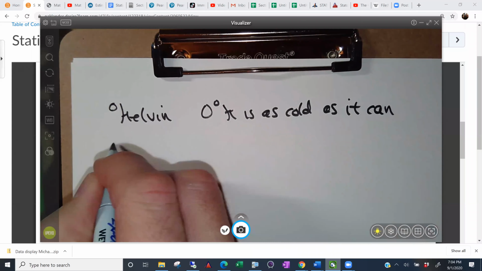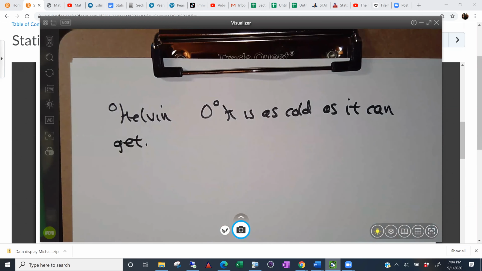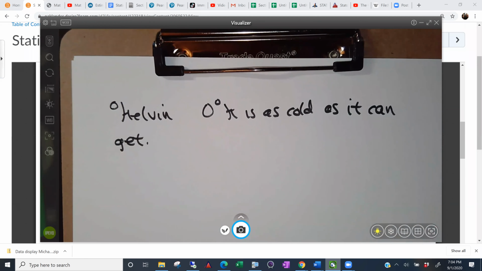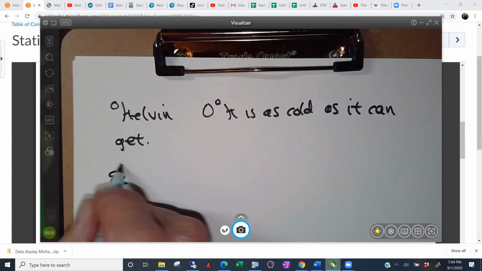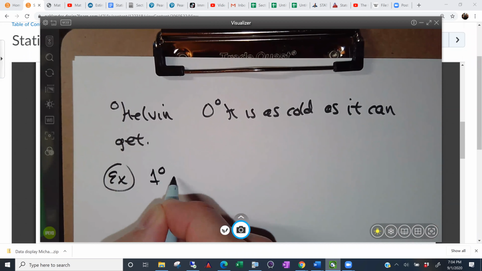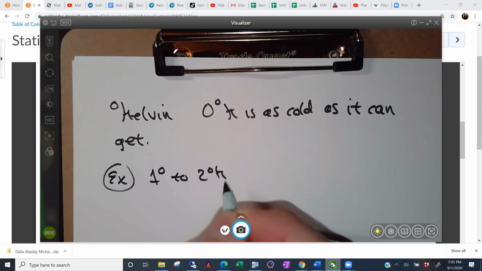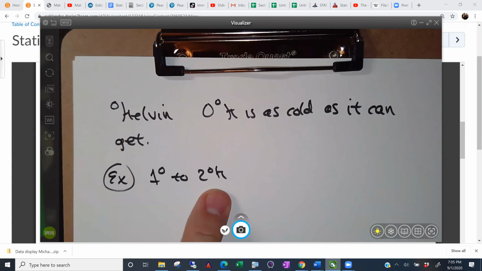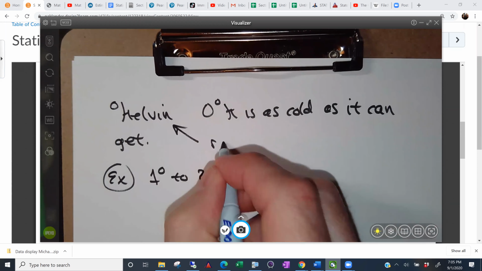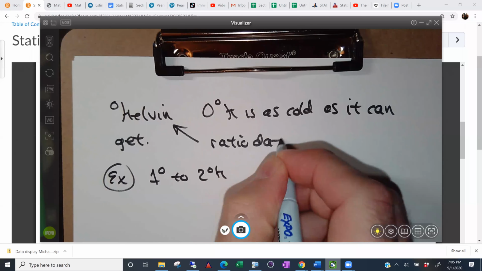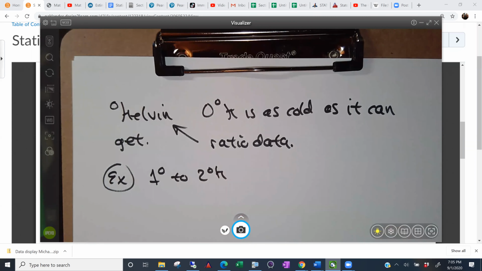And the reason I mentioned 0 degrees Kelvin is because if you increase temperature from 1 degree to 2 degrees Kelvin, this is twice as warm as this. It makes sense to say that in the degrees Kelvin scale. So degrees Kelvin is ratio data. Whereas degrees Fahrenheit and Celsius, well, that's interval data.